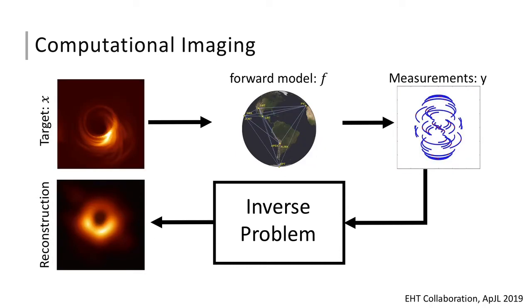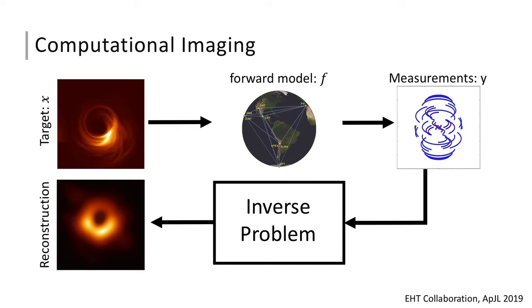Another example is the very long baseline interferometric imaging, which was used by the Event Horizon Telescope collaboration in 2019 to capture the first image of a black hole. Here, the high-resolution astronomical image is recovered from the measurements from radio telescopes distributed across the globe.